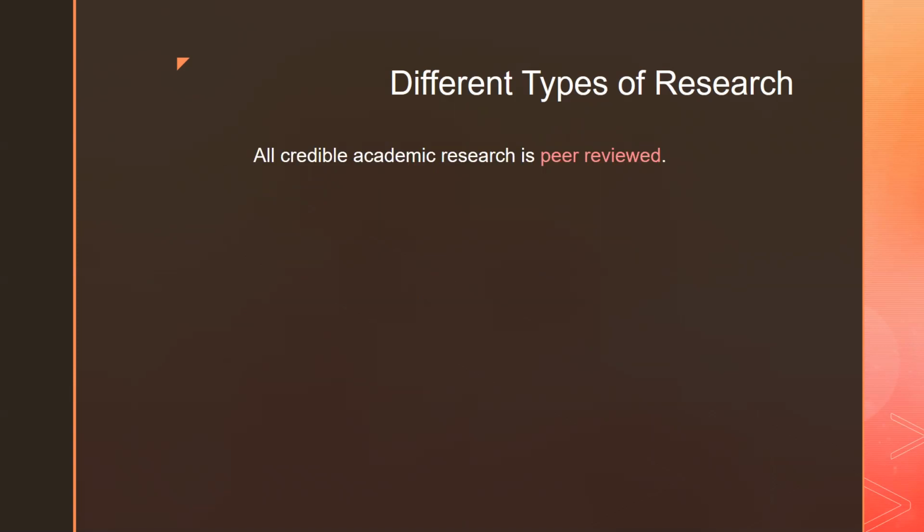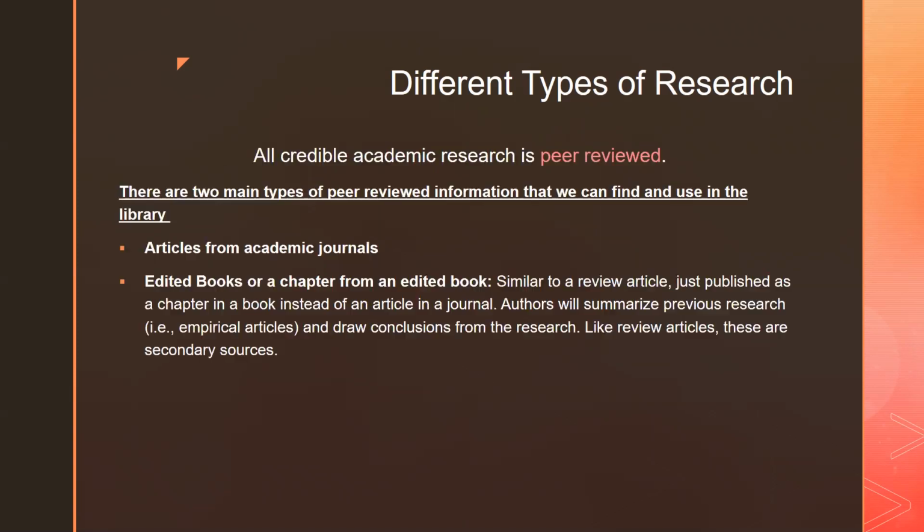So all of the types of research we're going to be finding in the library are peer-reviewed. And specifically, there's two basic types of research that you're going to be finding and that might be of interest to you as we start searching the library. The first one are articles from academic journals, which is the primary method of disseminating empirical articles, which I'll show you in a second, to the scientific community. Those are studies that people have done, and now they're writing an article about that study and publishing the results. You'll also find edited books or chapters from edited books.